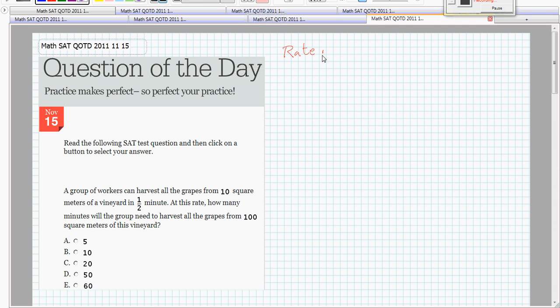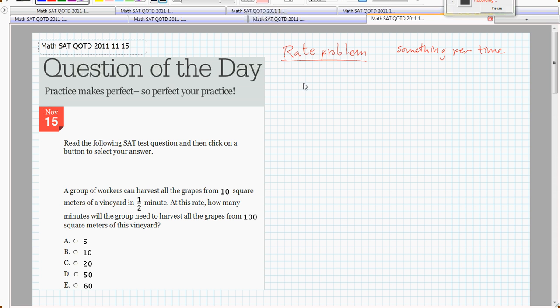This is something called a rate problem. And rates usually look like something per time. And the cool thing about a rate problem is the rate of how fast these workers are working has got to be the same no matter how long they work. It's a little impractical maybe in real life, but we assume it's the same in this mathematical question here.